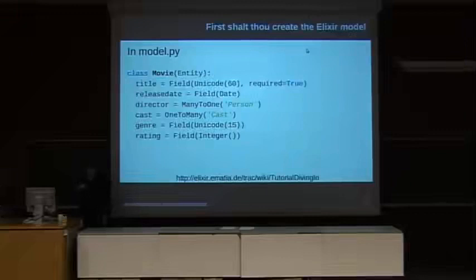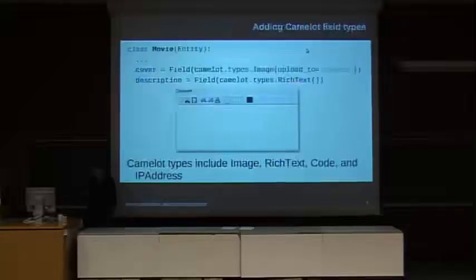So in your database, you will have a table called movie, with a column for every field in this class. You can define all standard SQL Alchemy fields, like Unicode fields, date fields. You can also define relations between various objects. But this is actually plain SQL Alchemy Elixir.